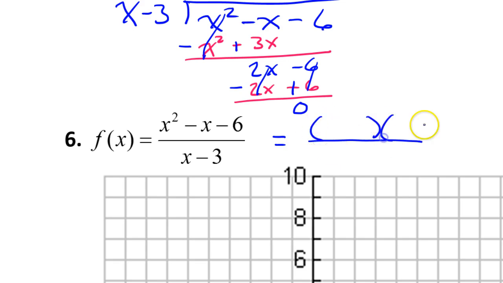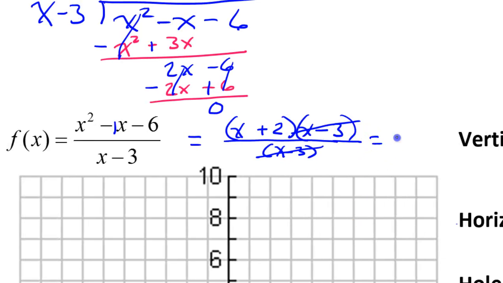The numerator, when I factor it, x squared is going to be x times x. 6 is going to be 2 times 3. To get a negative 1 middle, I need a positive 2 and a minus 3. And then you see in the denominator I have this factor of x minus 3. So see how these factors cancel out. Alright, that's why there was no remainder, because x minus 3 cancels completely away. So that's going to just leave us with x plus 2 as our remaining function.